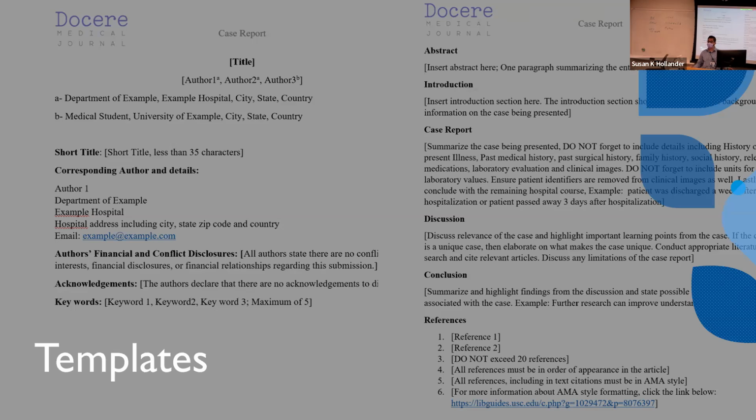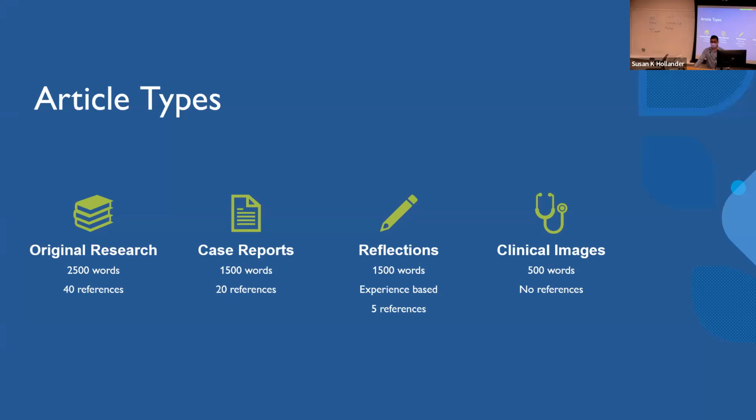So relevant background information. And the case report part, a lot of the things Dr. Baloch highlighted, do not forget to include details such as history, do not forget units. All those are mentioned there as a reminder. And you go further down to the reference section, it tells you reference 1, reference 2, do not exceed how many references. And they should appear in the order of where you cite them, and they should be in AMA style as well.